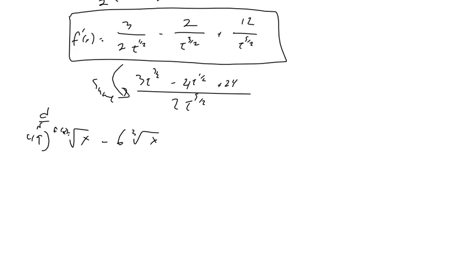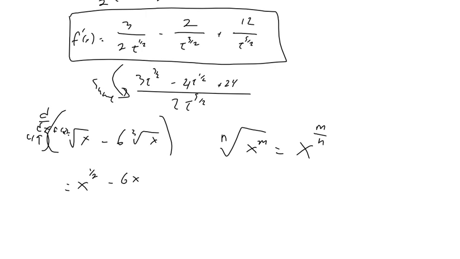So I do d dx of the whole thing. This is going to become, I'm going to change it to fractions. Square root is x to the 1/2 power minus 6x to the cube root, right? Basically, with radicals, it's the n-th root of x to the m, which means your radical becomes x to the m over n. This is how you do fraction exponents.